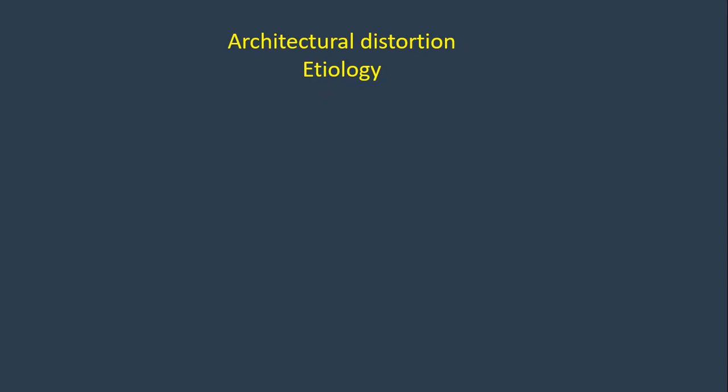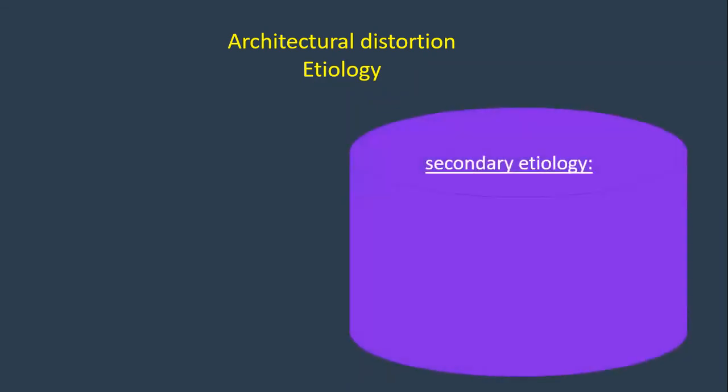Okay, so what are the primary causes? Primary causes like sclerosing adenosis, like fibromatosis. Why do you start with rare things? Radial scar. And secondary causes like fat necrosis, like post-surgical scars, like post-biopsy. Okay, so we have secondary etiology.